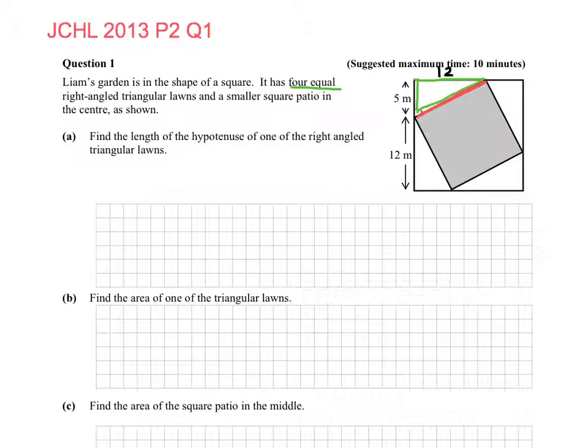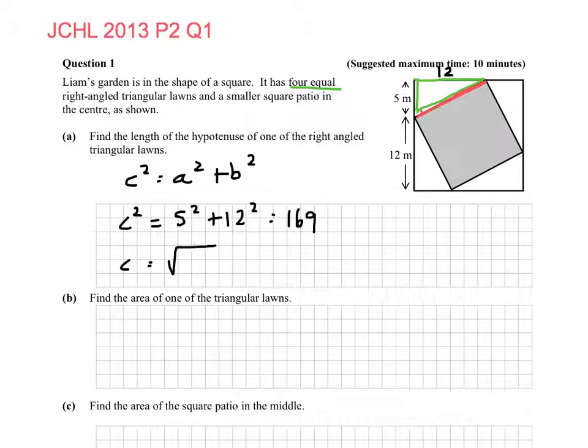If you remember the Pythagoras theorem, c squared equals a squared plus b squared. So our hypotenuse squared will be equal to 5 squared plus 12 squared, which is equal to 169. And so if I square root that answer, I get a hypotenuse length of 13. And don't forget the units, meters.